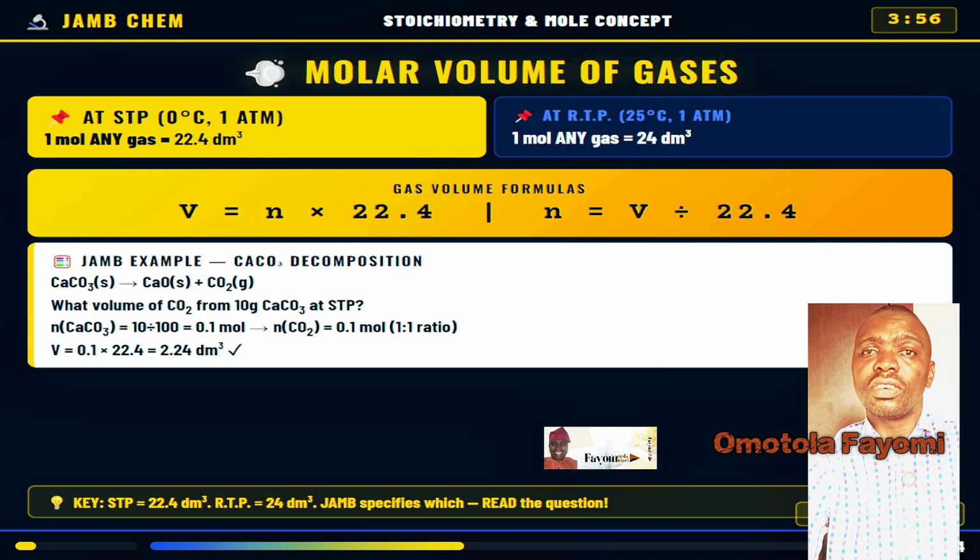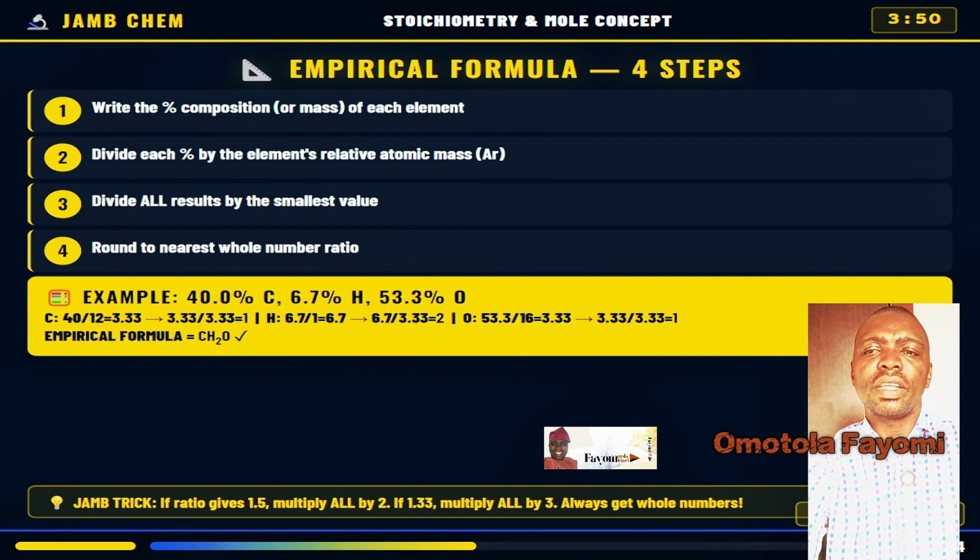Read the question carefully. Now, the empirical formula is the simplest whole number ratio of atoms in a compound, and finding it is a four-step process that JAMB tests over and over again. Step 1, write the percentage composition of each element. Step 2, divide each percentage by the element's atomic mass. Step 3, divide all the answers by the smallest one. Step 4, round to whole numbers.